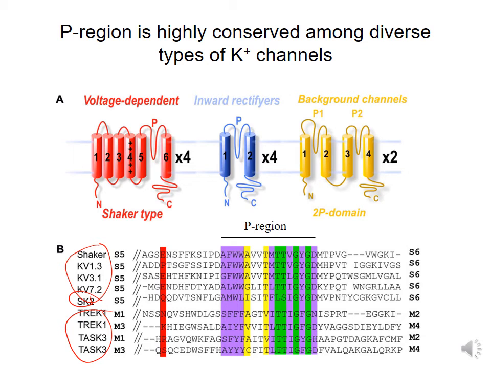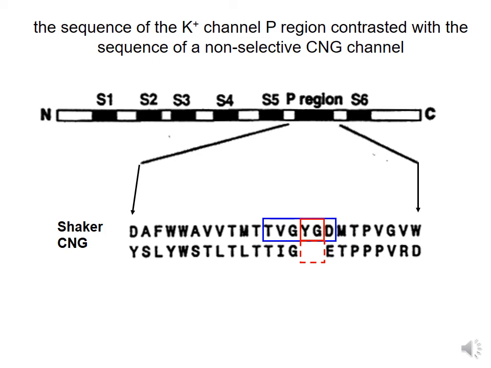What is apparent here in this figure is the high conservation of this TVGYG motif. This motif has been called the signature sequence of potassium channels, as in almost all cases, genes that encode such sequences turn out to be potassium channels. Could this TVGYG motif be essential for potassium selectivity of potassium channels? If that's the case, then how to test this idea?